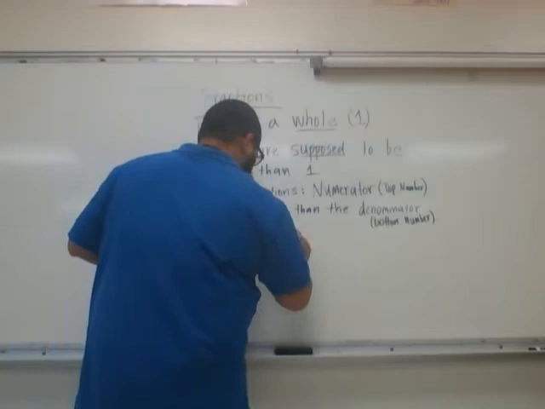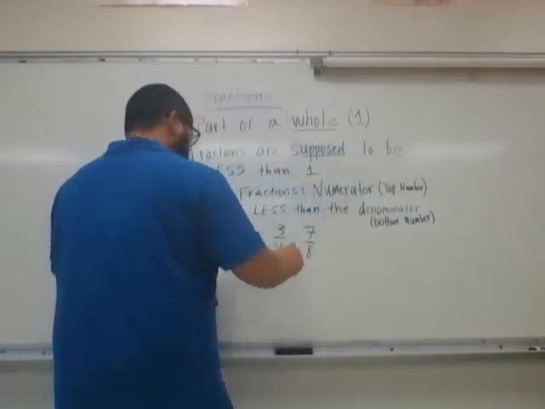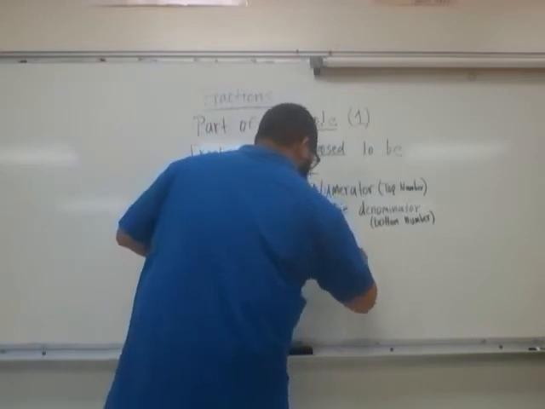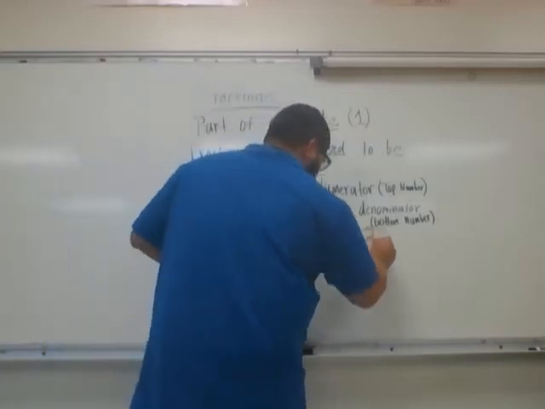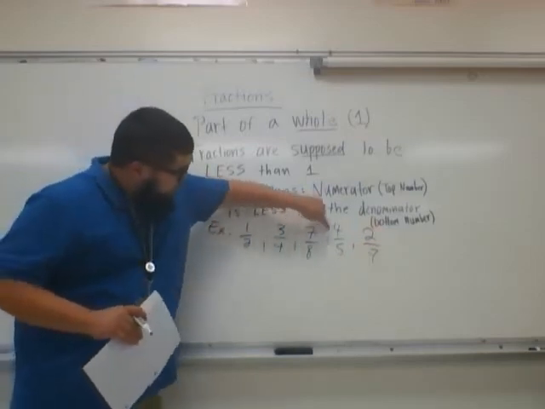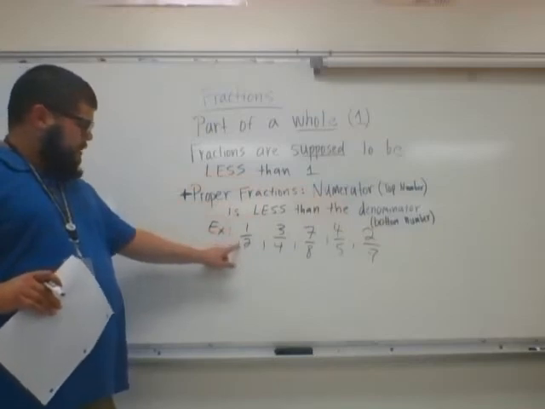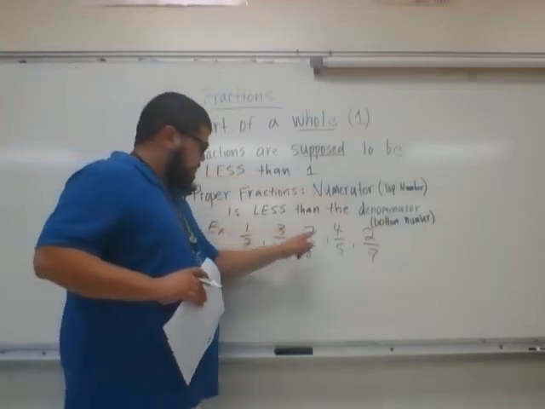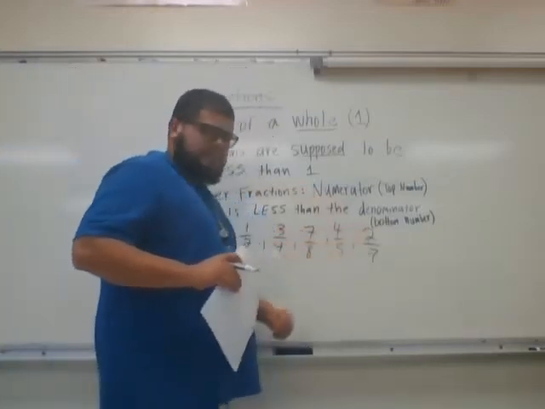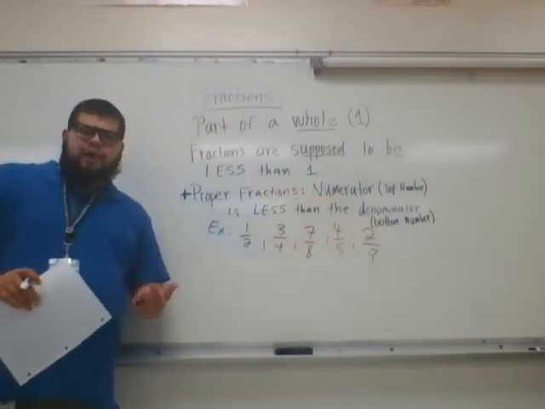1/2, 3/4, 7/8, 4/5, and 2/7. And so you'll notice that all the numerators, the top numbers, are smaller than the denominator. This is smaller than that one, that one's smaller than that one, less than that one. Okay? And so that's the way we need to think about proper fractions.